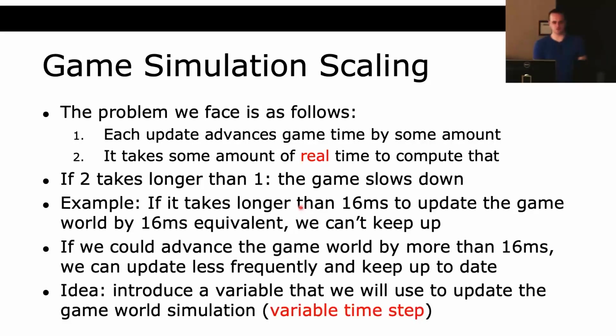Well, what we can do is introduce a variable that we will use to update the game world simulation. This is called a variable time step. So let's say, for example, in our game update function, let's say Mario's speed is 10. On each frame, what we're doing is just saying Mario's x position plus equals 10. We're taking the velocity and adding it to the position. There is no concept of time there. It's just one update, one update, one update, one update.